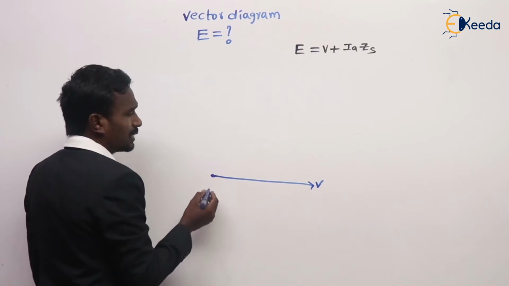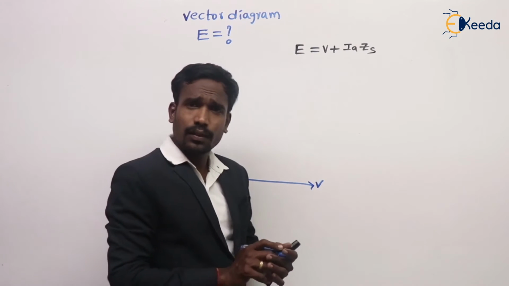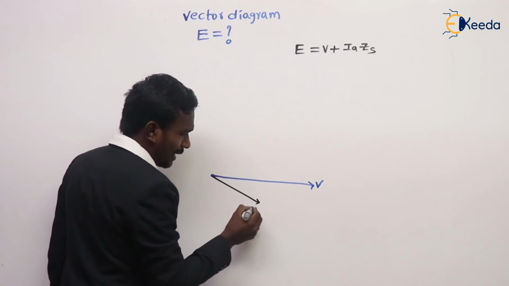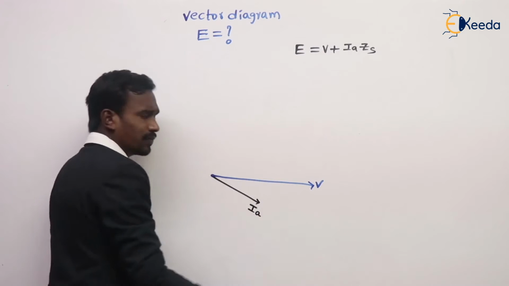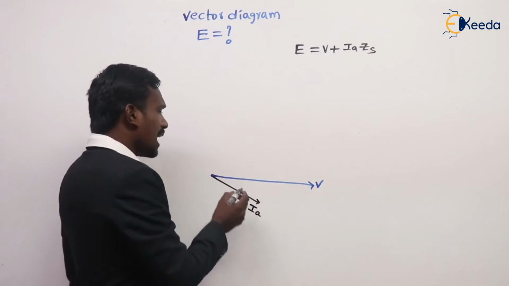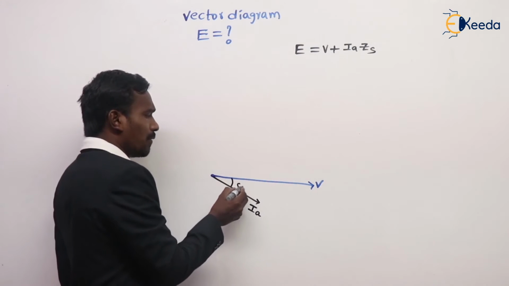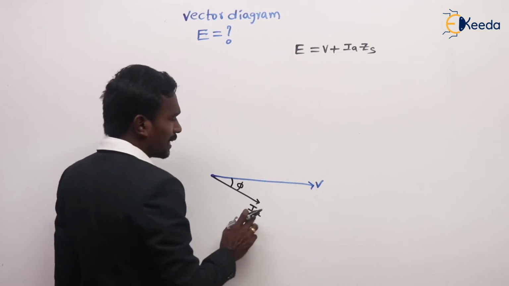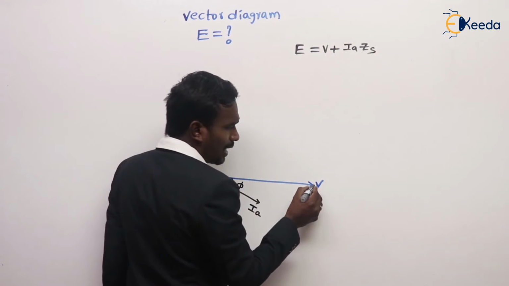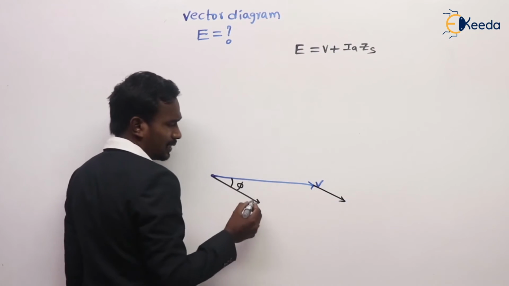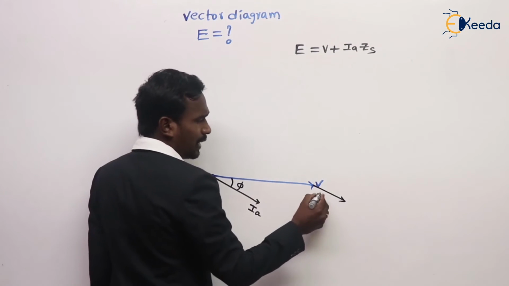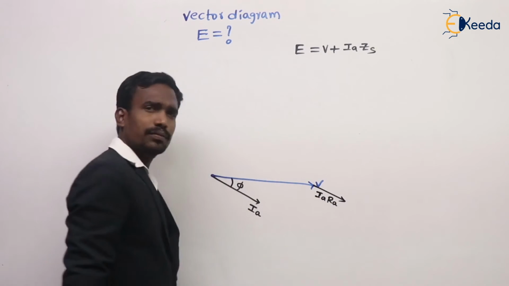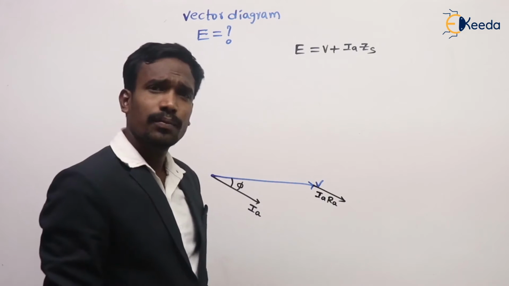Next, for example, I am taking a lagging load. The armature current is like this. What is this angle? This is the power factor angle phi. When the armature current is like this, what is the armature resistive drop? Like this, in parallel to IA, this is the IARA drop. Are you okay?